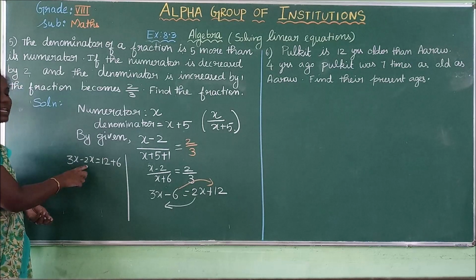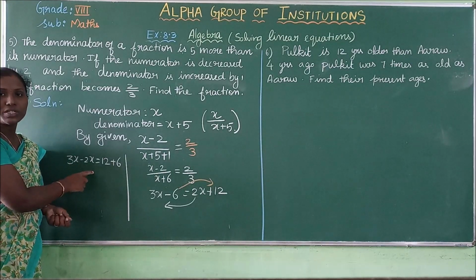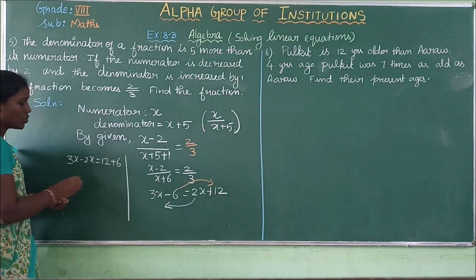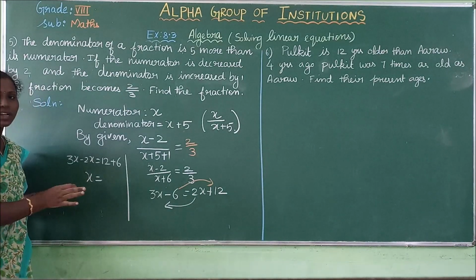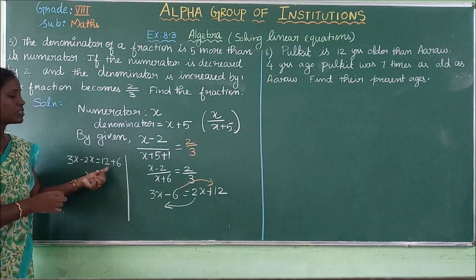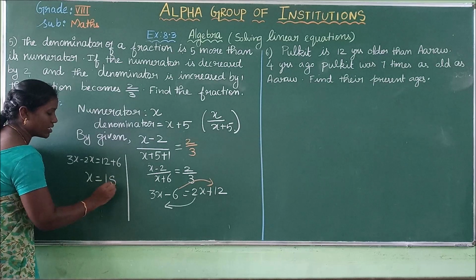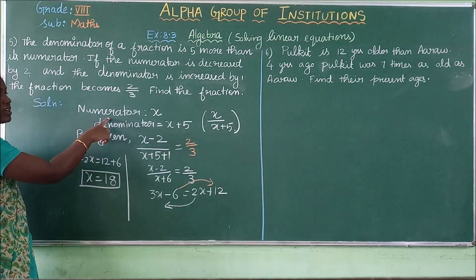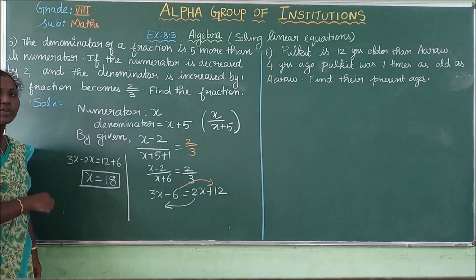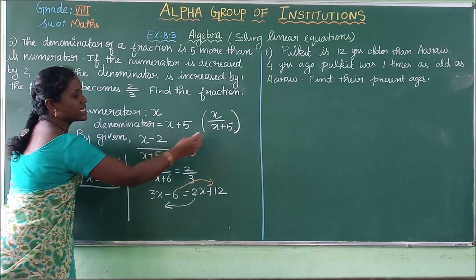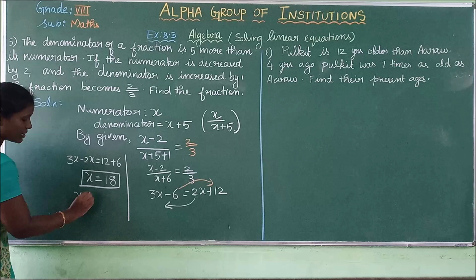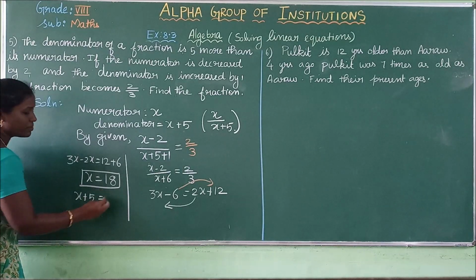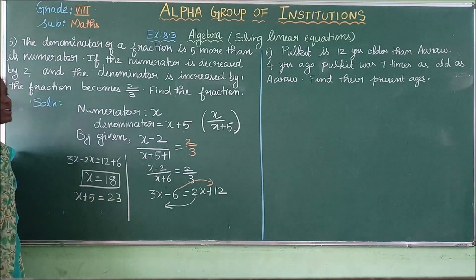What is 3x minus 2x? Subtract the coefficients. 3 minus 2 is 1, so 1x we can simply write as x. So x is equal to 12 plus 6, which is 18. So we got the value of x. What is x here? The numerator. Then we have to find the denominator. What is the denominator? X plus 5, that is 18 plus 5, which is equal to 23.